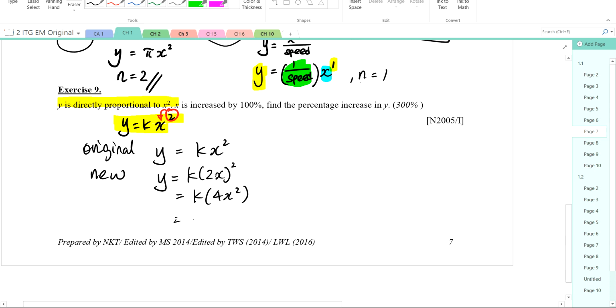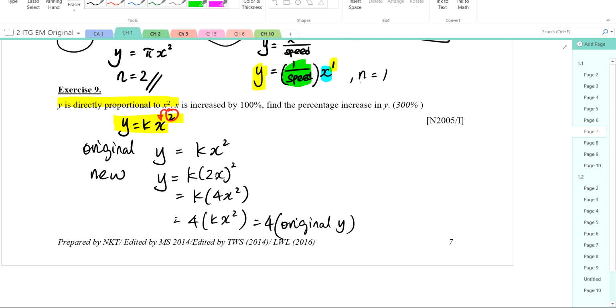Which is actually 4 times kx squared. Then we see that actually kx squared is my original y, isn't it? So this is 4 times the original y. Alright?